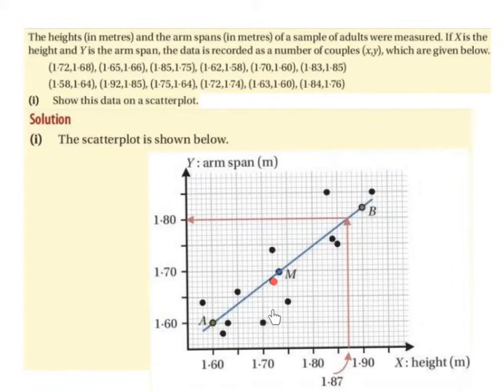Our next couple is 1.65, 1.66. So 1.65 on the x-axis, 1.66 on the y-axis, and there we plot our point. And we continue on like this for the rest of our couples. As you can see, all the black dots, this green dot and the red dot, all together make up our set of couples.